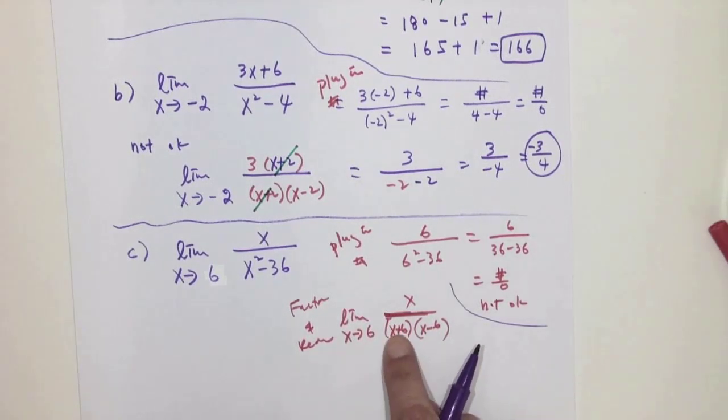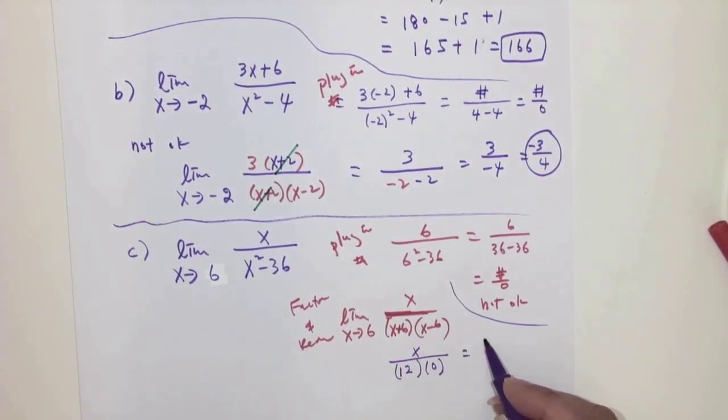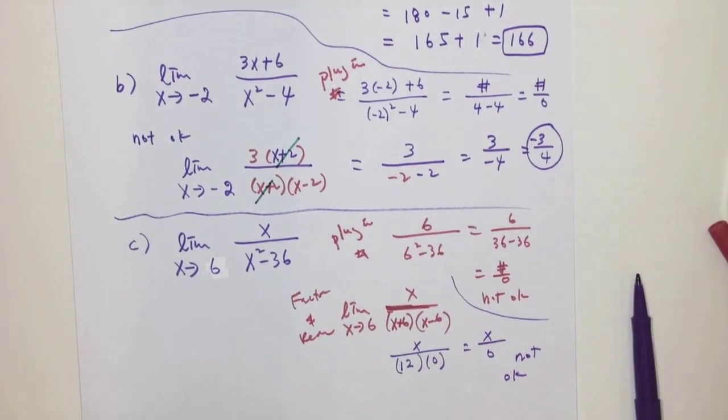Going to plug in 6 here again. 6 plus 6 would be 12, multiplied by 6 minus 6, which is 0. So we still end up with a number over 0, right? So it's still not okay. So this time we will have to set up a table.